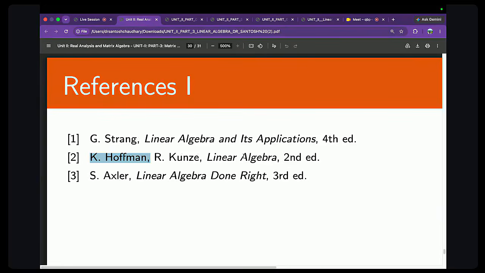You will find very few numerical questions, and they are theoretical books. Then S. Axler, Linear Algebra Done Right. So these are books you can follow to cover this Unit 2 linear algebra part.